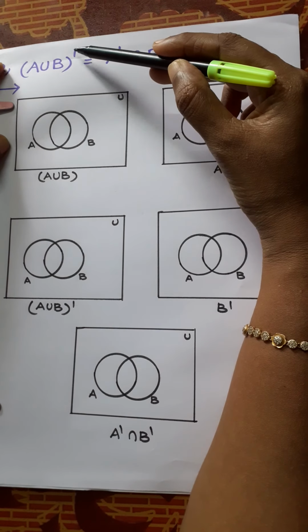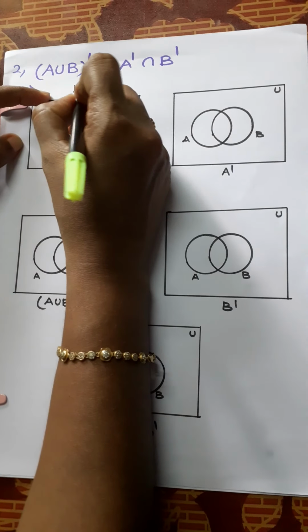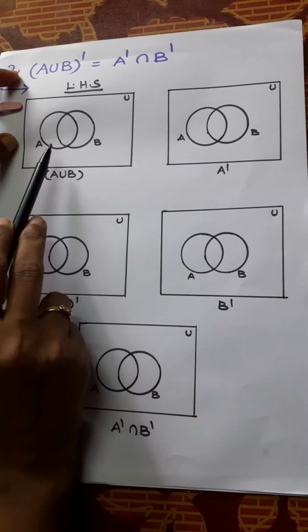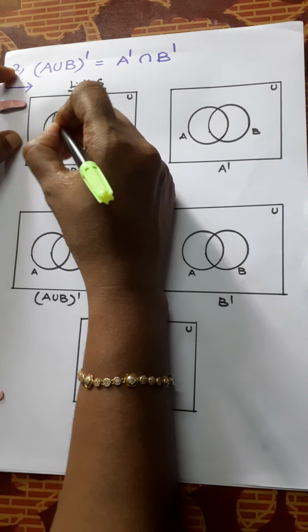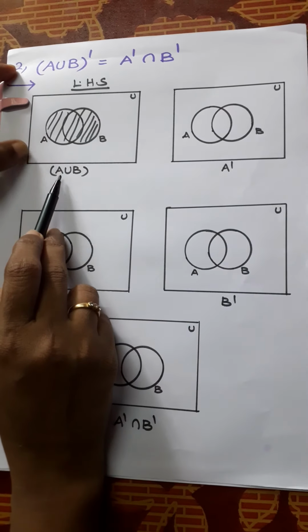De Morgan's law. (A union B) the whole dash is equal to A dash intersection B dash. First, we have to take the LHS value. What is the first value? A union B. Union means we have to combine the two sets. This is A union B.